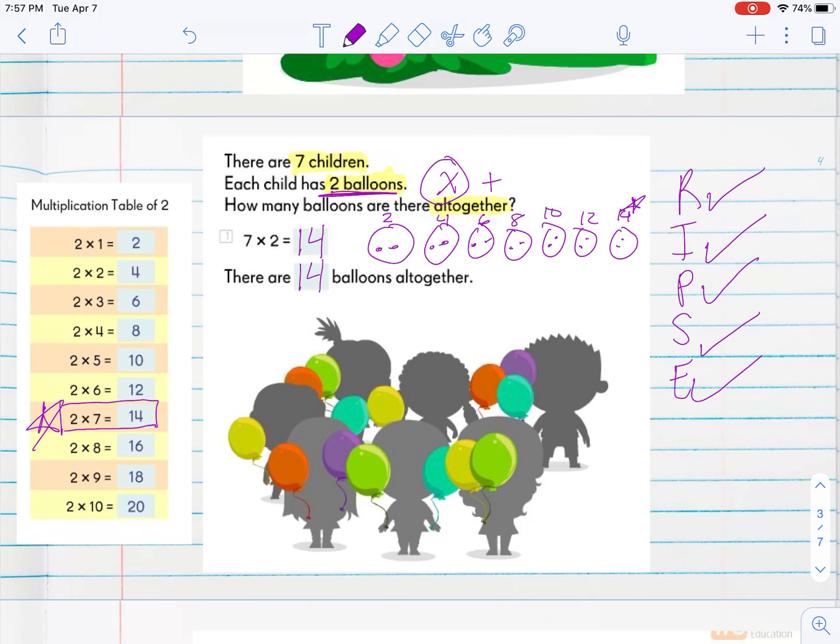So in this picture, in this problem, they actually gave us a picture with 2 balloons in each, so we could have counted the balloons here as well to check. 1, 2, 3, 4, 5, 6, 7, 8, 9, 10, 11, 12, 13, 14. I also see 14 total balloons here in the illustration.